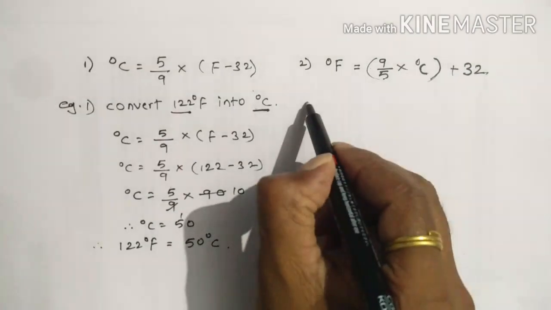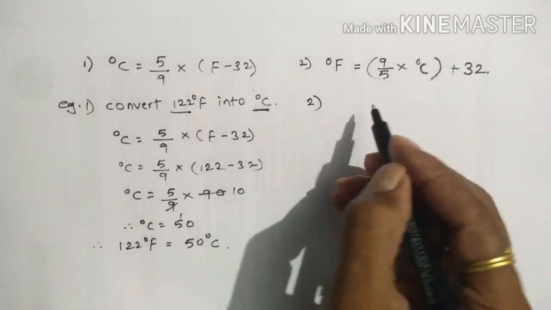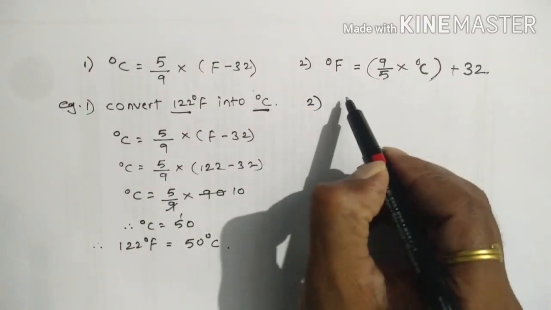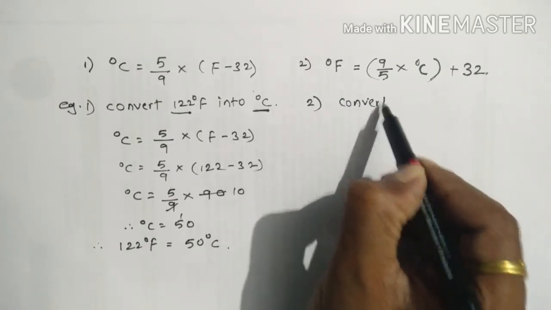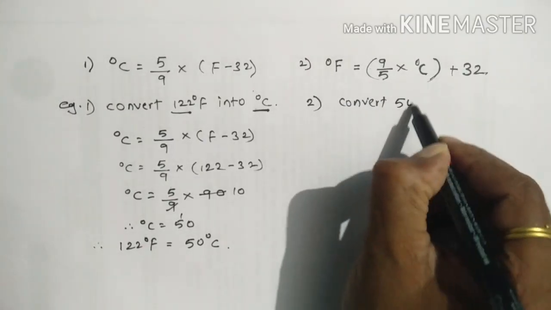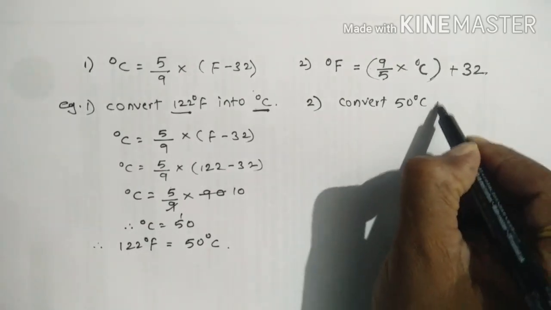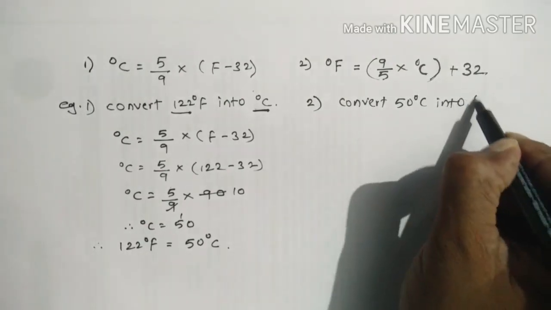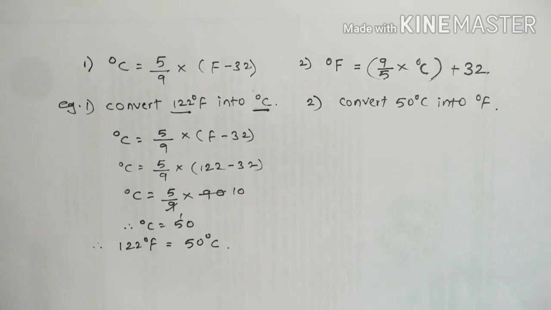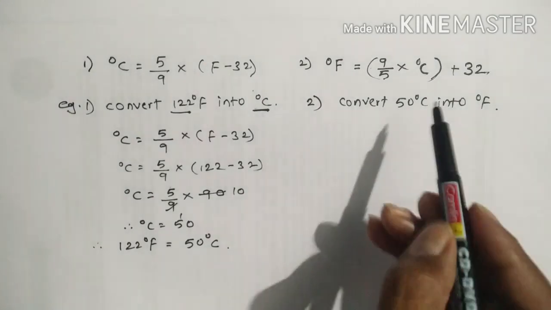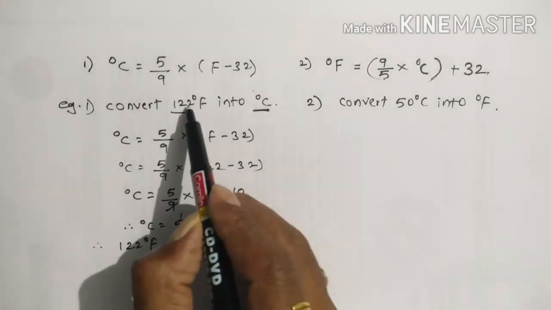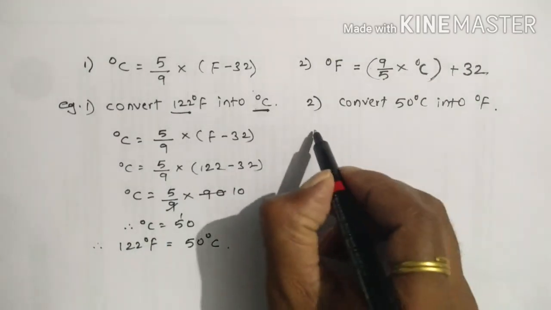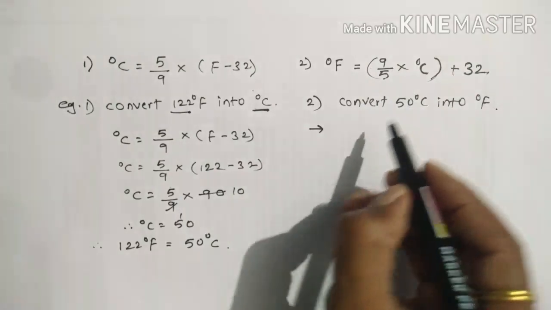If the question is like this, means the same example we will take here, you will understand better. Convert 50 degree Celsius into degree Fahrenheit. Like this question has been asked. You know very well that our answer would be 122 degree Fahrenheit because it is already given. So let us check with this formula.